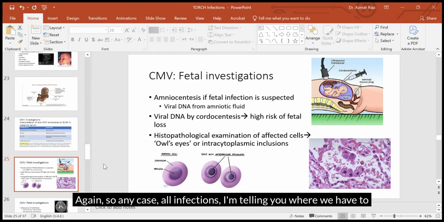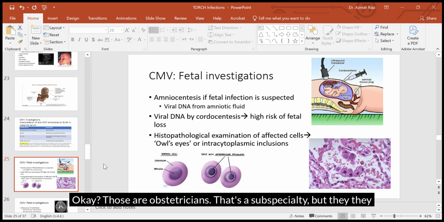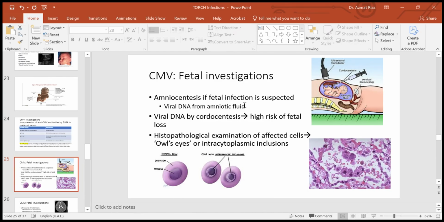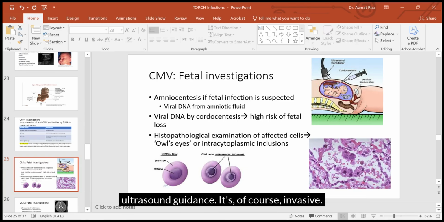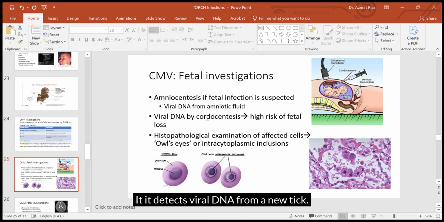In any case, for all infections where we have to confirm, we need fetal medicine. Those are obstetricians, that's a subspecialty, but they may need to do invasive testing. For this one, it's amniocentesis, which is taking a sample from the amniotic fluid around the baby under ultrasound guidance. It's of course invasive, it has side effects, but I'm not going into that. If fetal infection is suspected, what does it do? It detects viral DNA from amniotic fluid.